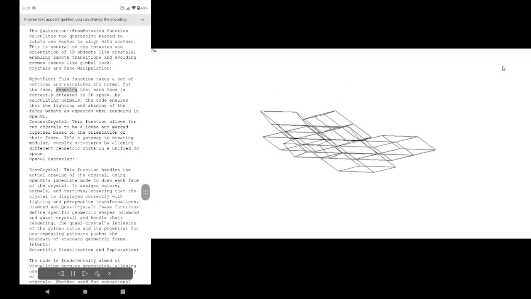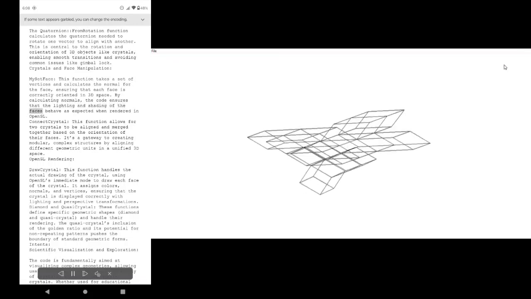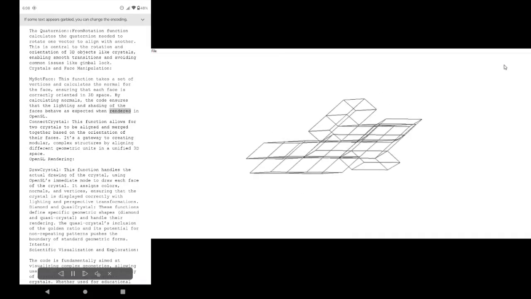Crystals and face manipulation. MySetFace. This function takes a set of vertices and calculates the normal for the face, ensuring that each face is correctly oriented in 3D space. By calculating normals, the code ensures that the lighting and shading of the faces behave as expected when rendered in OpenGL.